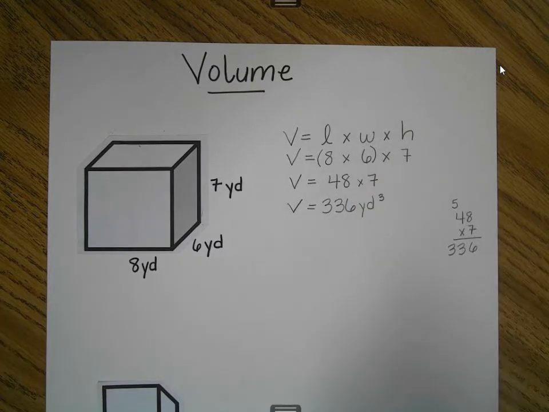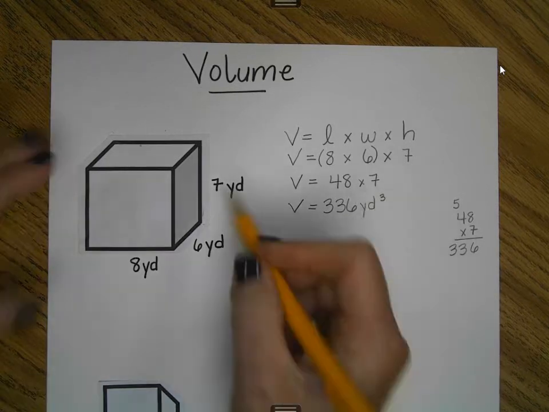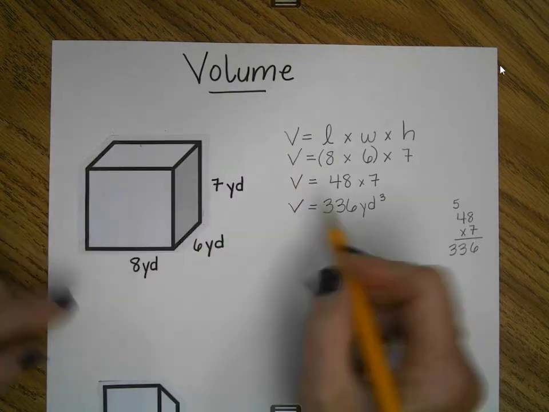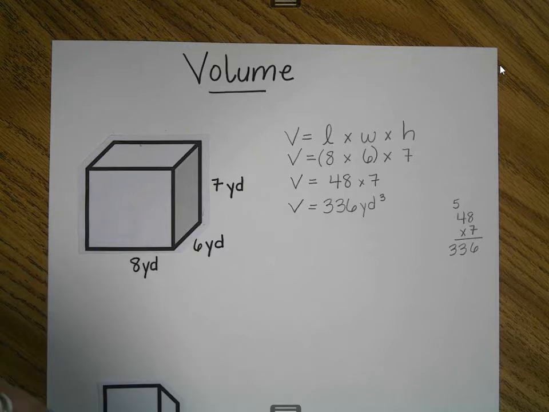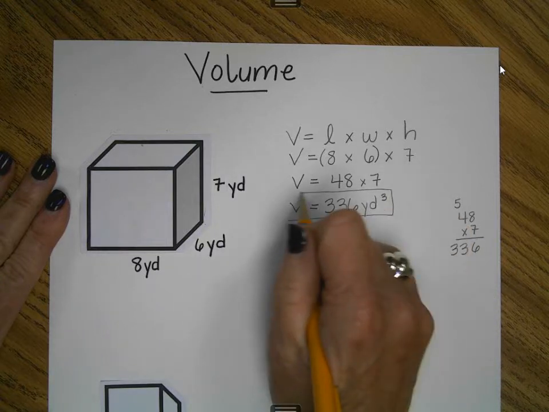And I can write this with the exponent notation. What that means is that I can fit 336 cubes inside this rectangular prism if the cubes measure 1 yard by 1 yard by 1 yard. And I like students to box in their work.